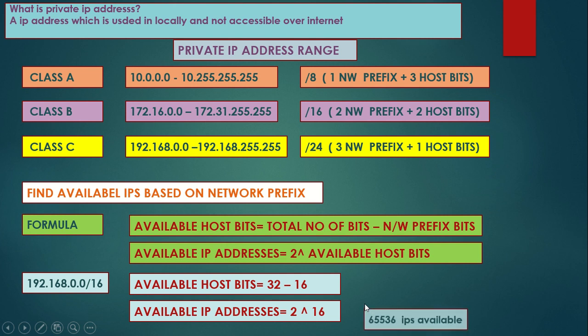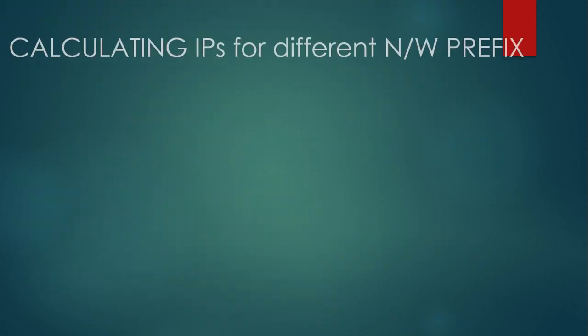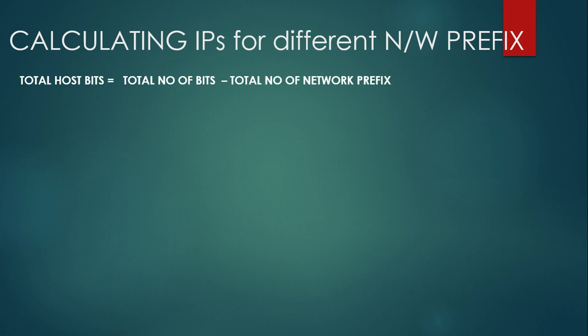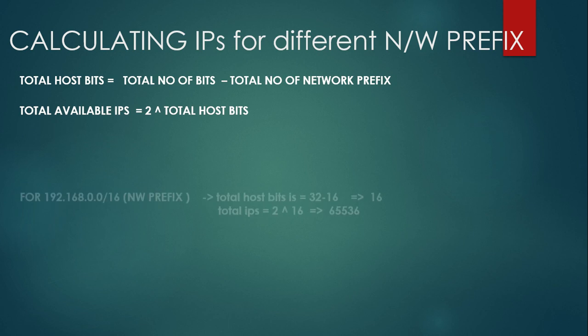So the number of IP addresses is 65,536. From the 192.168.0.0/16 series, we are going to get 65,536 available IP addresses. These are private IP addresses only. Now calculating IP addresses for different network prefixes. The formula is: total host bits equals total number of bits minus network prefix bits, and the total available IPs is equal to 2 to the power of total host bits.